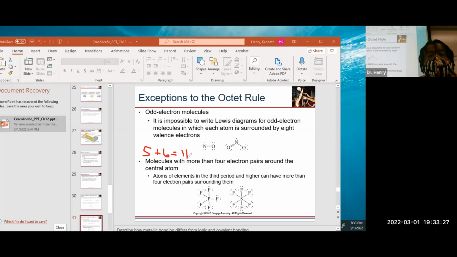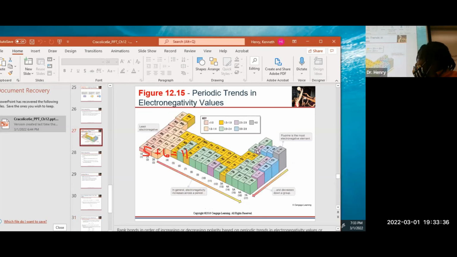Okay, so who has the stronger electronegativity? Let's go back to that table. Oxygen has a stronger electronegativity than nitrogen, right? Nitrogen is 3.0, oxygen is 3.4. Okay, so who's going to try to reach its octet? Oxygen. Okay, so oxygen is going to reach its octet.